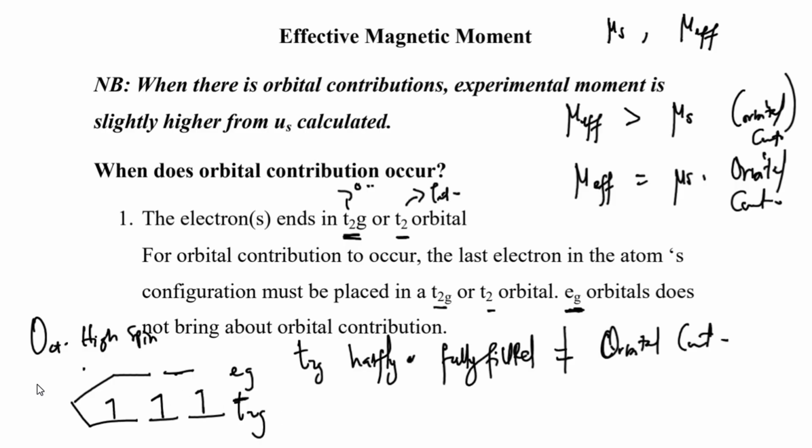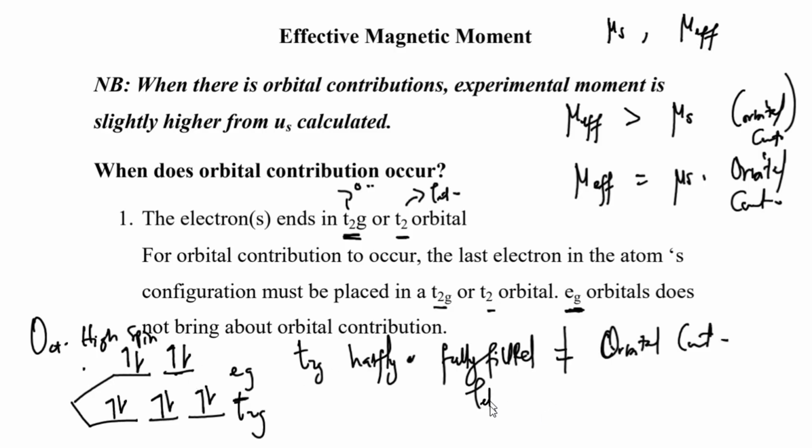Let's look at D4. D4 is on EG, so no orbital contribution. D5, no orbital contribution. D6 is back to T2G, so there's orbital contribution in D6. In D7, there's orbital contribution. In D8, no orbital contribution. In D9, no. In D10, no orbital contribution.